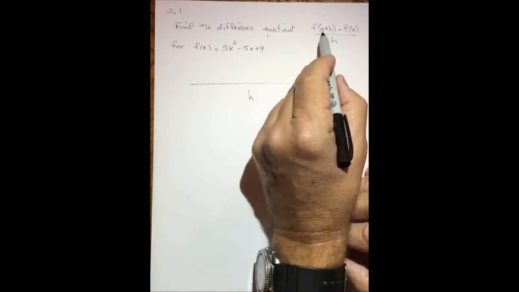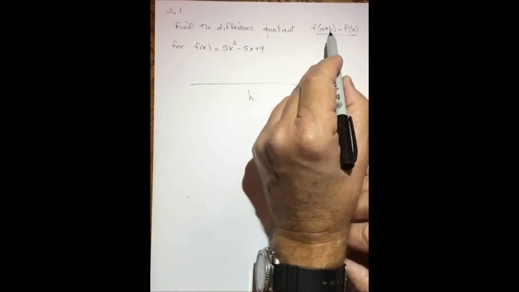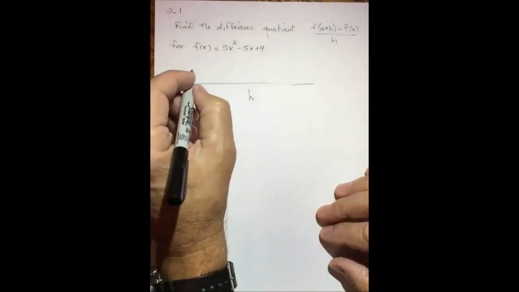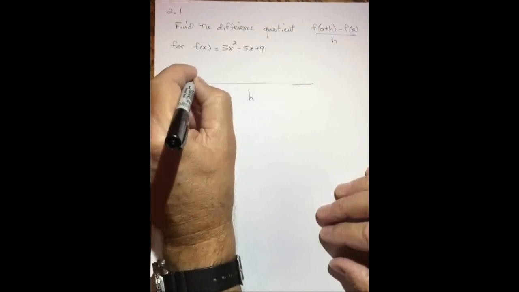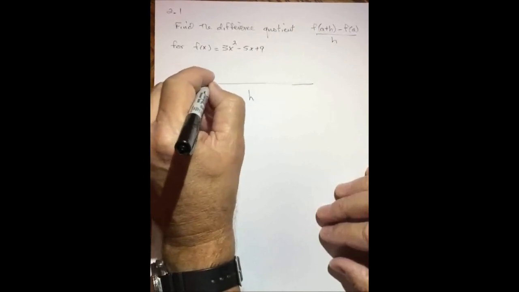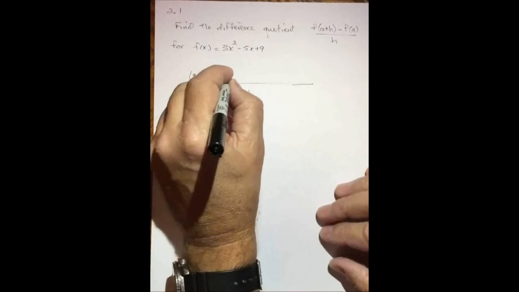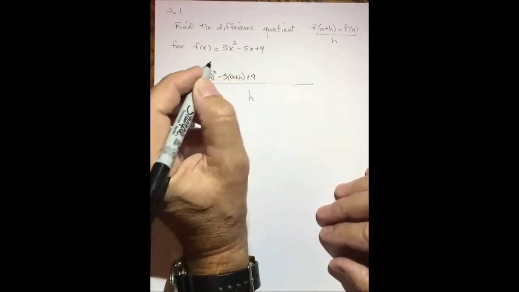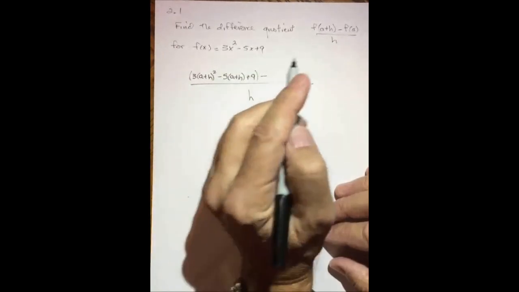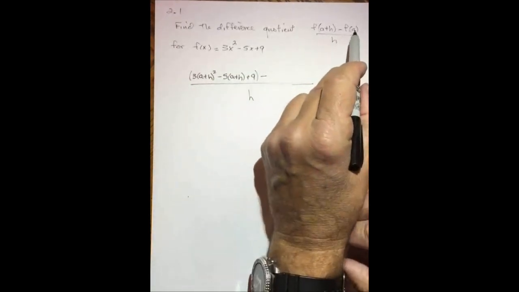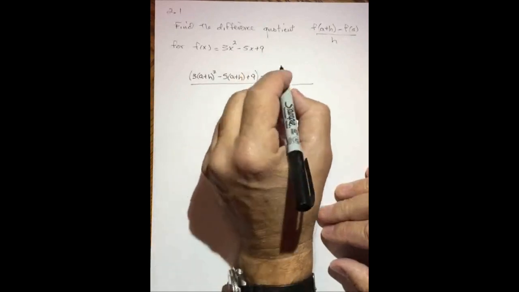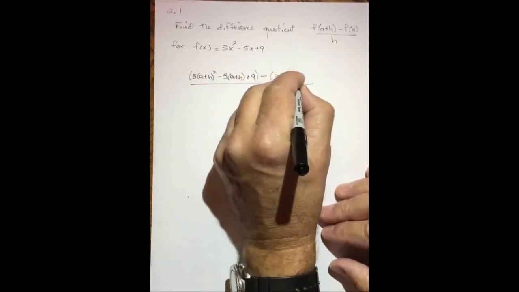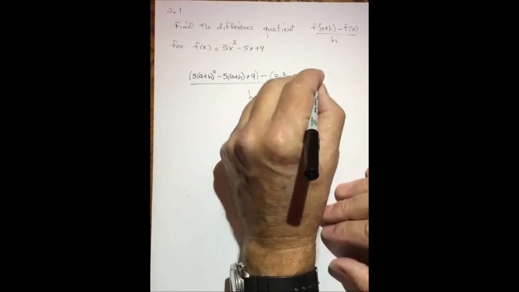F of a plus h. That means everywhere you have an x in the function f, you're going to put a plus h. So this is going to be 3 times a plus h squared minus 5 times a plus h plus 9. Minus f evaluated at a, that means everywhere you have an x, put an a. So this is 3a squared minus 5a plus 9.